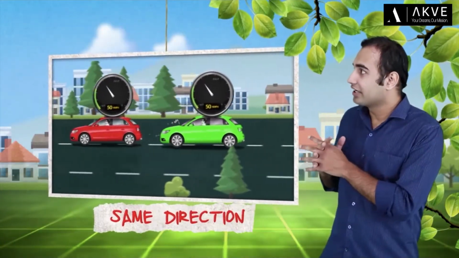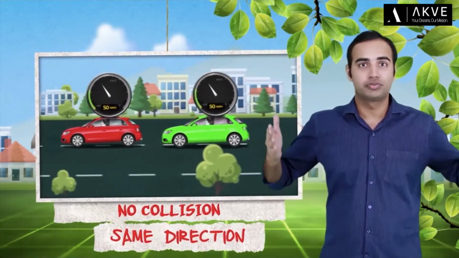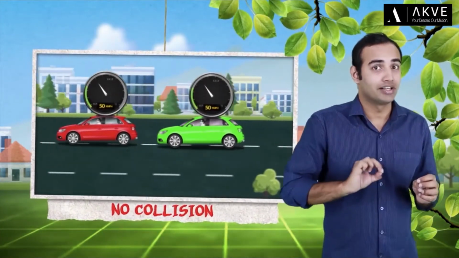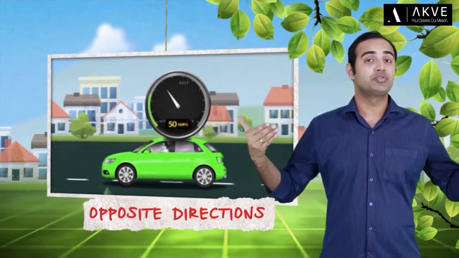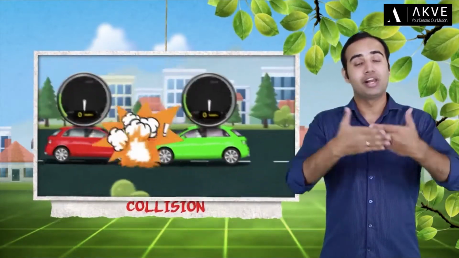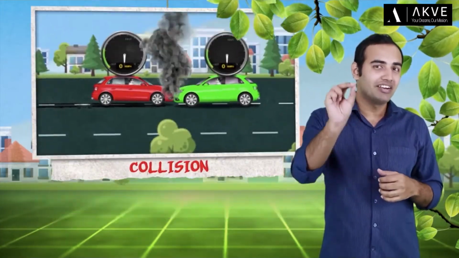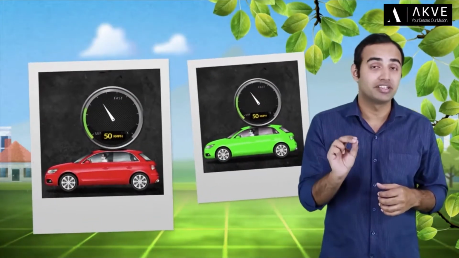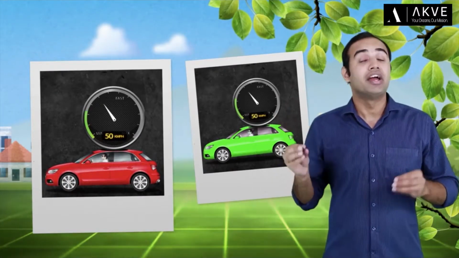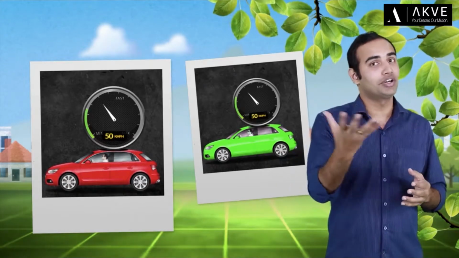The two cars, if they are moving in the same direction, then there is no question of collision, as the cars are traveling at the same speed. But if the cars, on the other hand, are moving in the opposite directions, then despite their speed, they will collide if they are moving on the same straight line. So here we have a crucial piece of information about the direction of the motion of two cars which is missing. And without that, we can't really say whether the cars would collide or not.